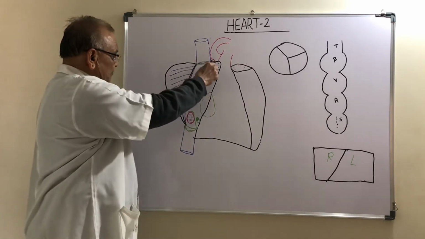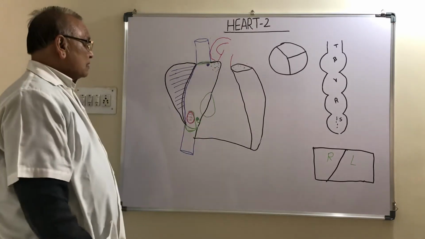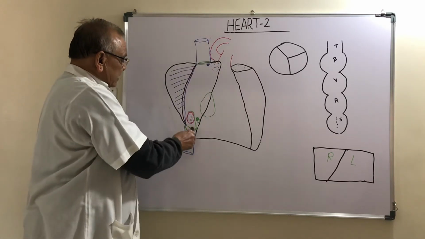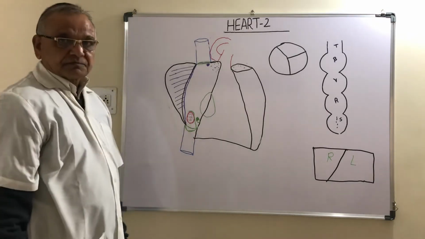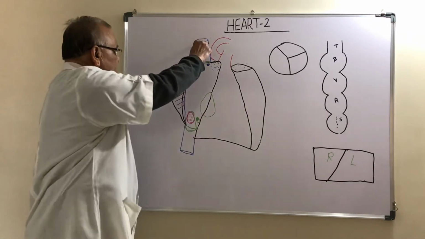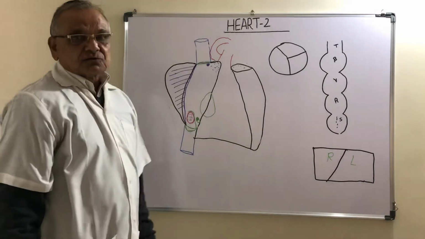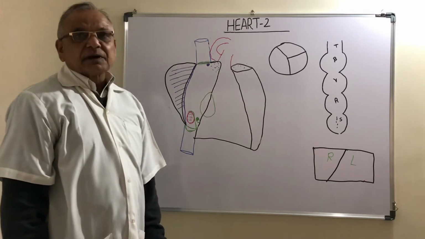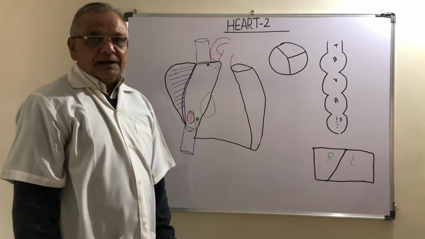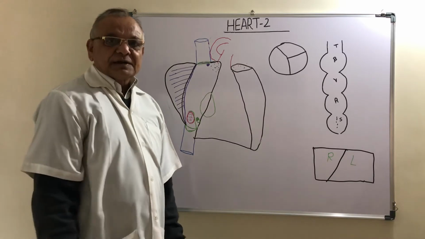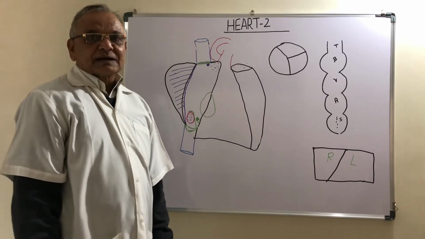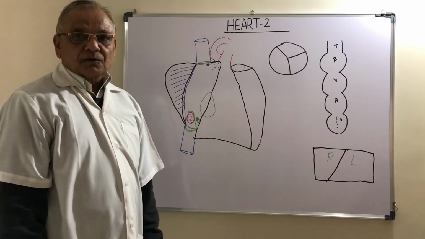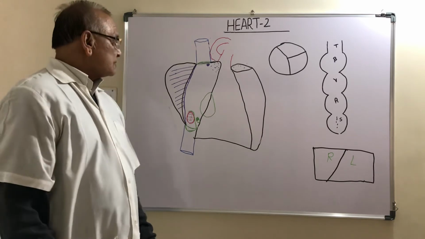In the right atrium, 2 veins open. At the upper end, the superior vena cava opens, and at the inferior end, the inferior vena cava opens. The superior vena cava carries venous blood to the right atrium from the head and neck, brain, upper limb and thorax. Roughly, we can say that the superior vena cava carries venous blood from above the diaphragm of the body.